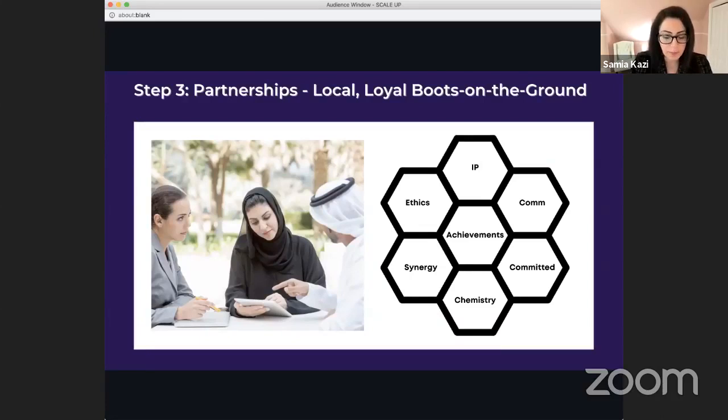Well, first of all, you want to look for an organization that respects and understands the concept of IP, intellectual property. You want to look for an organization that has great communication back and forth with you, they're committed to the cause. They have great chemistry, synergy between what they want to do and what your organization wants to do. They put into practice professional ethics. And of course, most importantly, you see there's fruit on the achievements that they've done in the past couple of years as well.